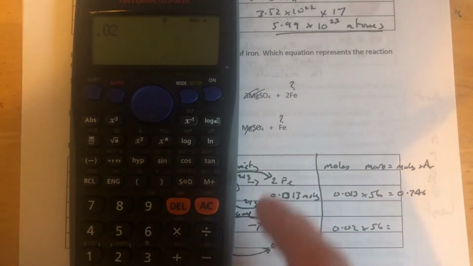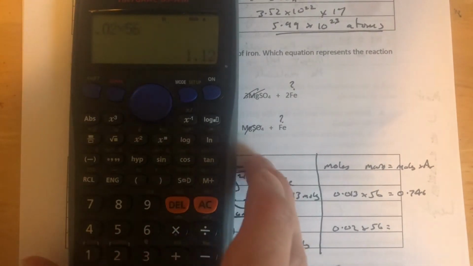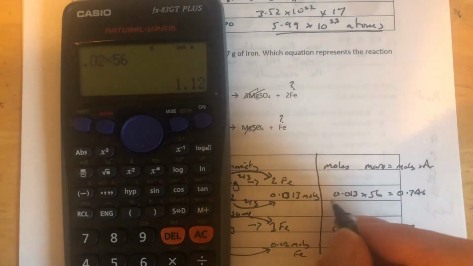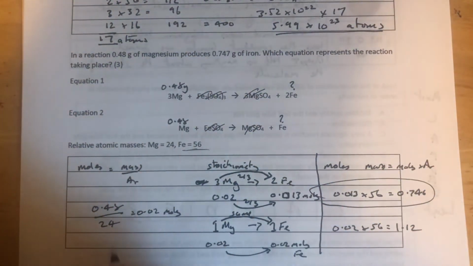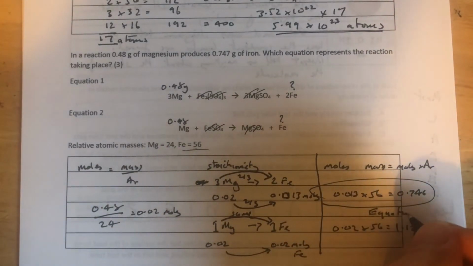0.02 times 56 equals 1.12. Okay, so that one is the correct answer. Therefore, equation 1 is the reaction that took place.